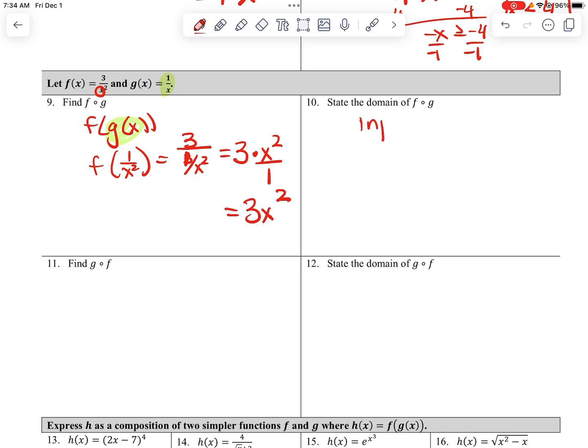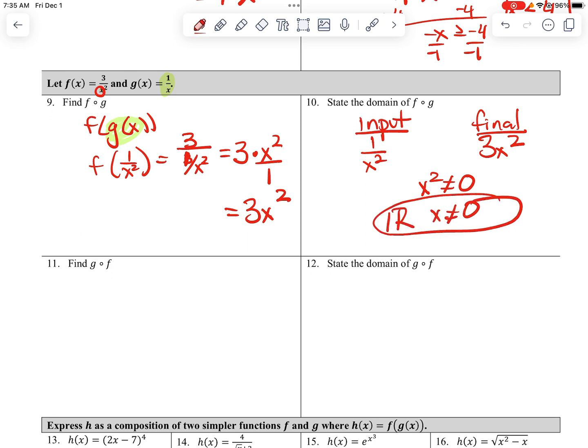So the domain, we have our input, 1 over x squared, and we have our final of 3x squared. Well, there's no restrictions on 3x squared. So on our input, the denominator cannot equal 0. So x can't be 0. So it's all real numbers except x can't be 0.